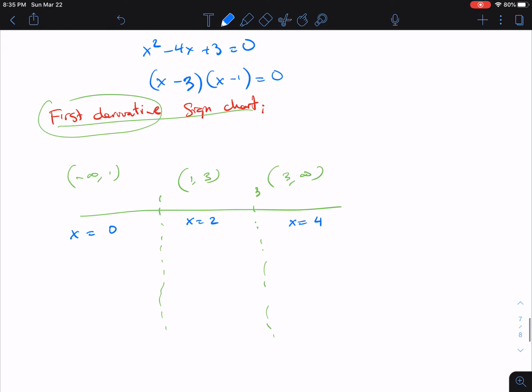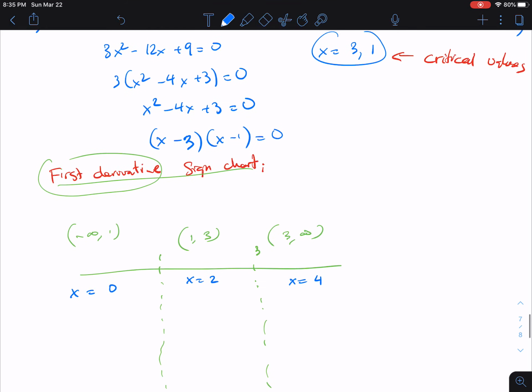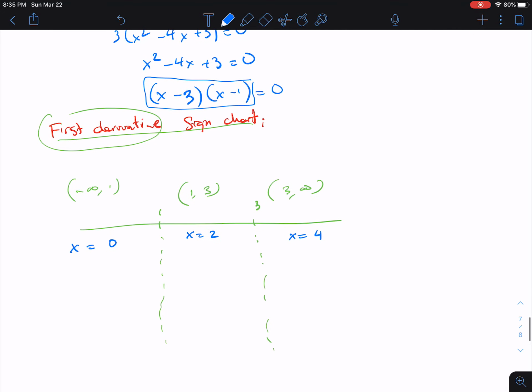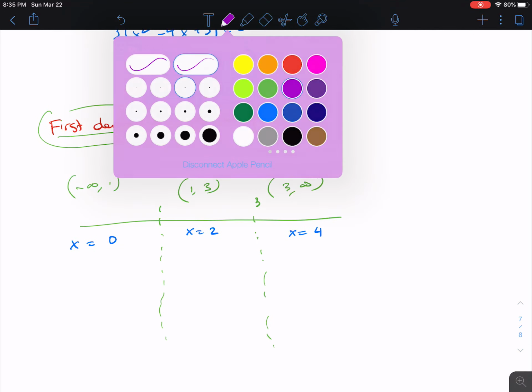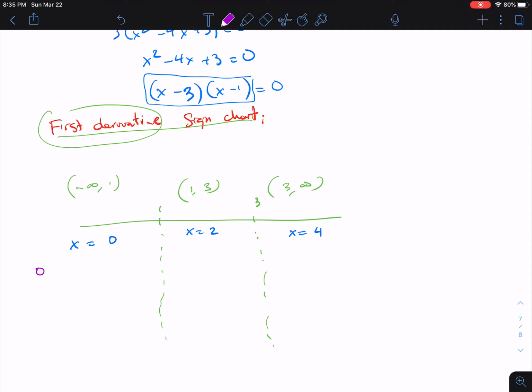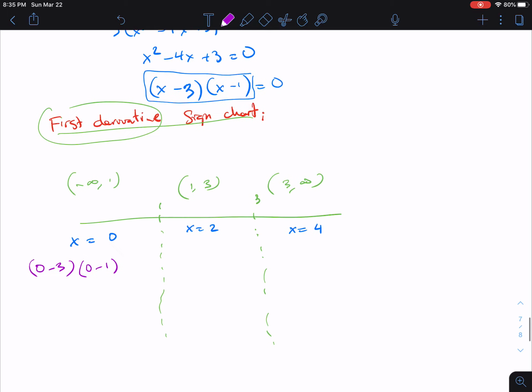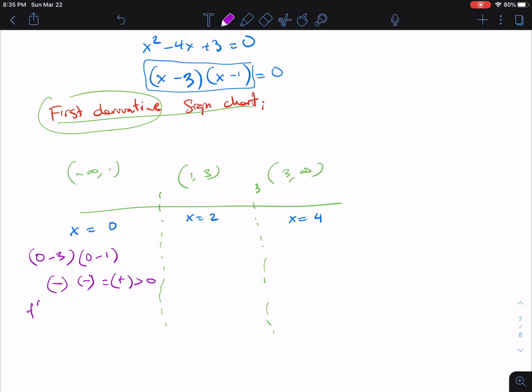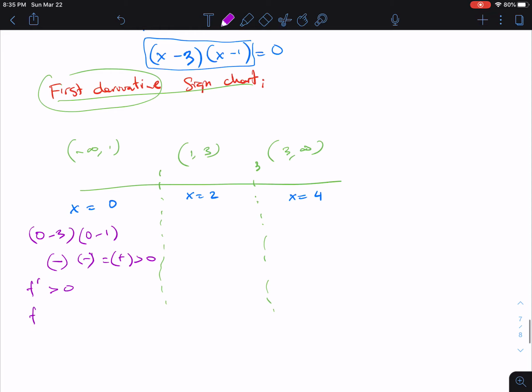We're going to plug these values into the first derivative formula to determine the signs of the first derivative. I'm going to use this reduced form here and plug the x value into that. So I'm going to say 0 minus 3 times 0 minus 1. So we're looking at negative times negative, which is positive, and that's greater than 0. That means the first derivative is greater than 0, which means f is increasing. This is from lesson 4.1.